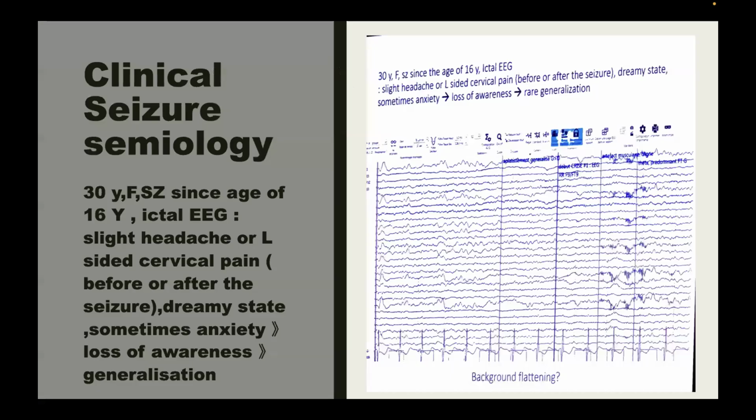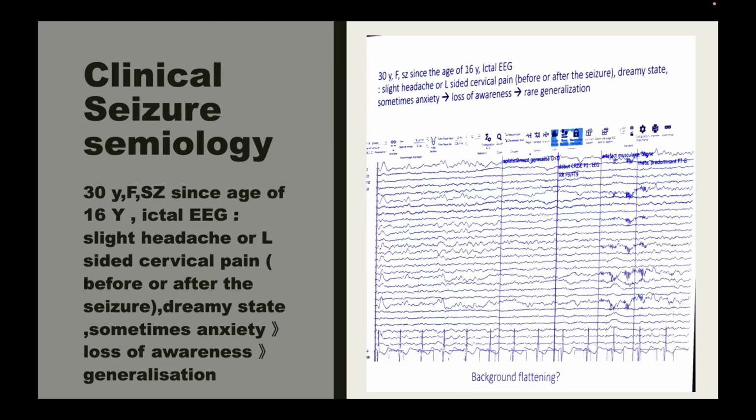Secondly, this is an example of clinical seizure semiology: a 13-year-old female, since the age of 16 years, ictal event, slight head or left-side cervical pain. So she feels a cervical pain before the clinical onset of the seizure. Before or after the seizure there is a dream state, sometimes anxiety, loss of awareness or generalization.